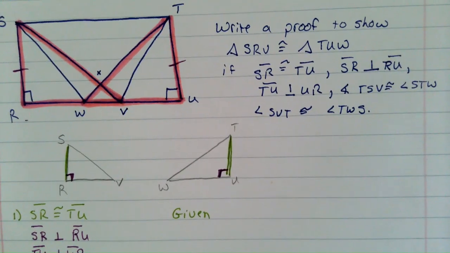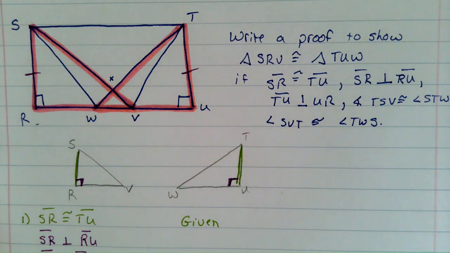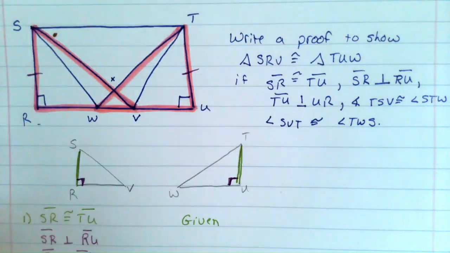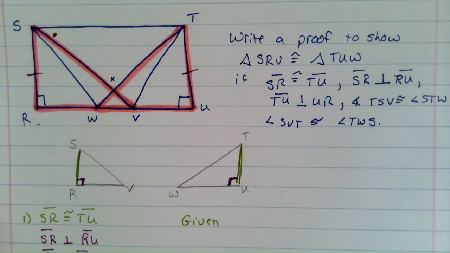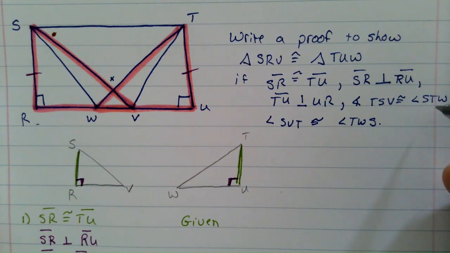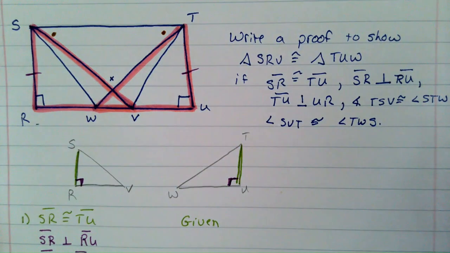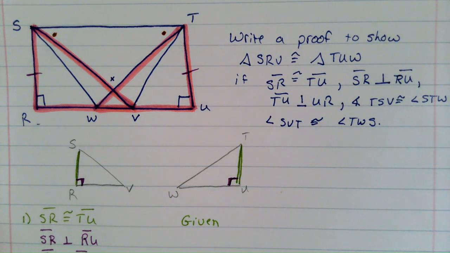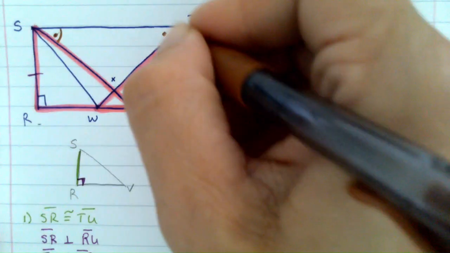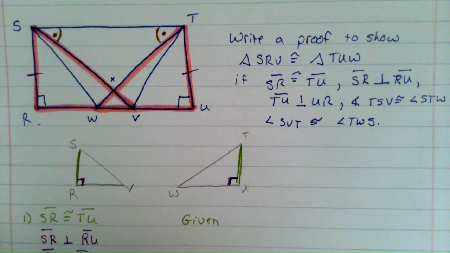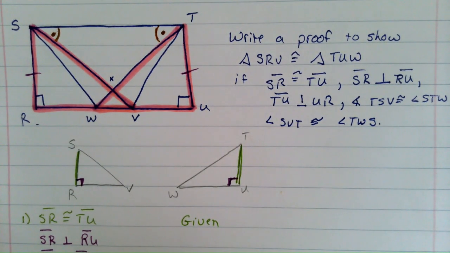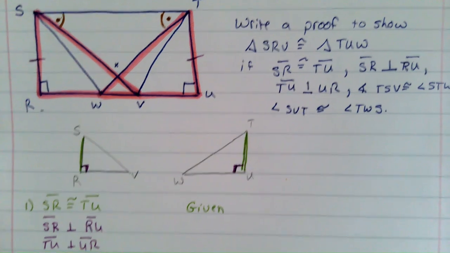Okay. Angle TSV. TSV. This angle is congruent to STW. STW. This angle. Well, those aren't even inside my triangles. Okay, I'll write it down. It was given. But what's going on with that? Who knows? Still in our givens, right?